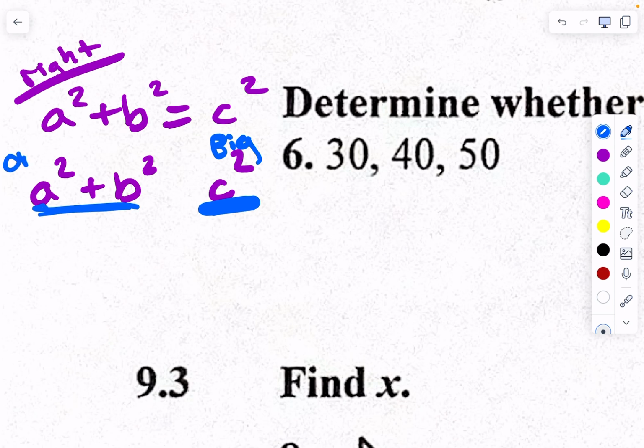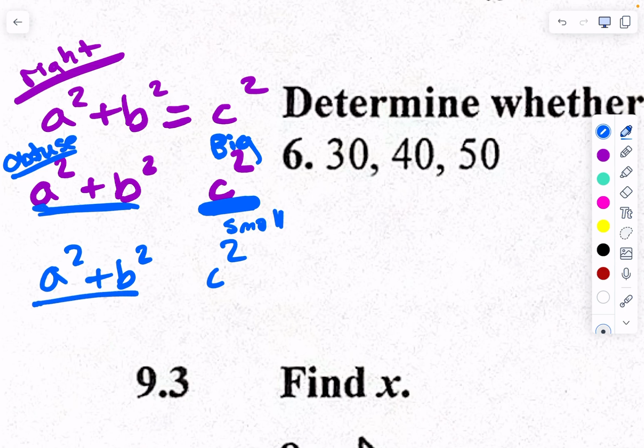Obtuse, because I have one side that's really, really huge. Obtuse, okay? And then let's say A squared plus B squared, and C squared is still small in comparison to A squared plus B squared. Like this is bigger than C squared. Then it's going to be acute, because I have 3 sides that are all kind of ish the same. So if my biggest side is still fairly small, it's going to be acute. If my biggest side is really big, then it's going to be obtuse.